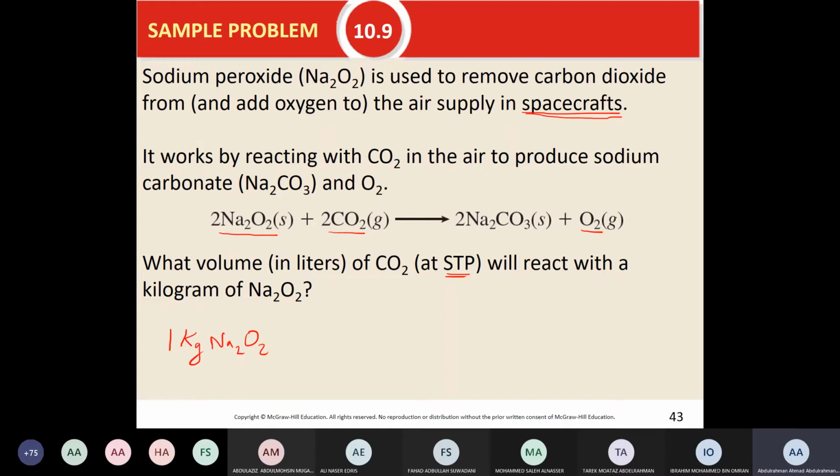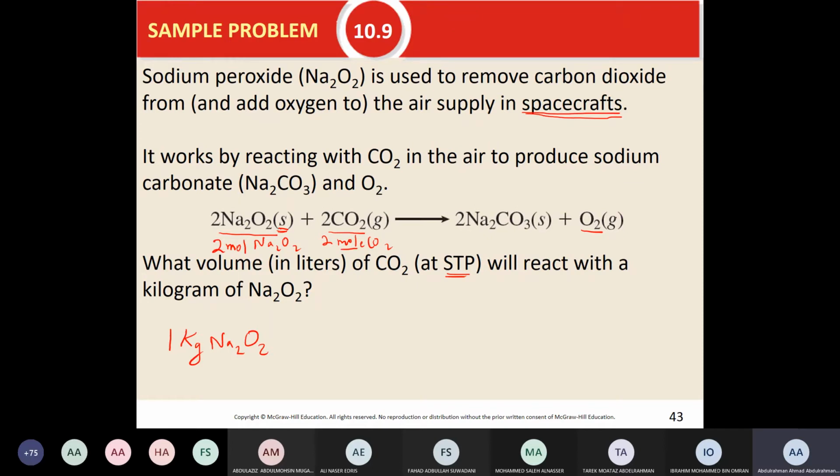Big problem. Do you agree with your friend? No, because Na2O2 is solid. It's not gas. We can't use liters. Is this clear? Can I use liters? No. I can use only mole. So what's the information that I have from the equation? 2 mole Na2O2 react with 2 mole CO2 to give me 2 mole of this one and 2 mole of this one. I don't want that.